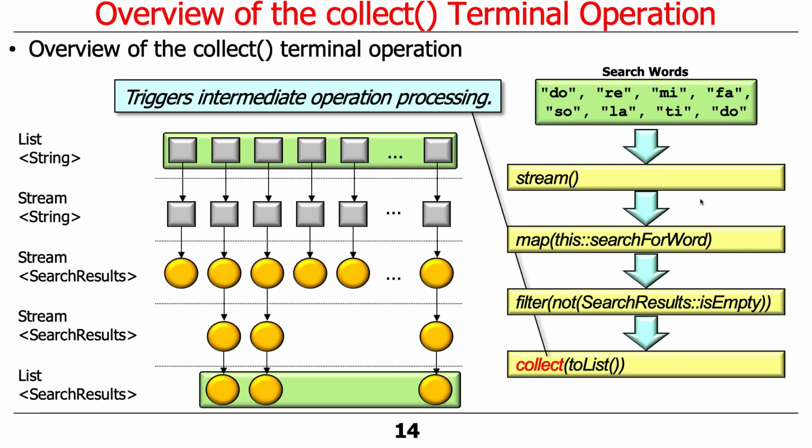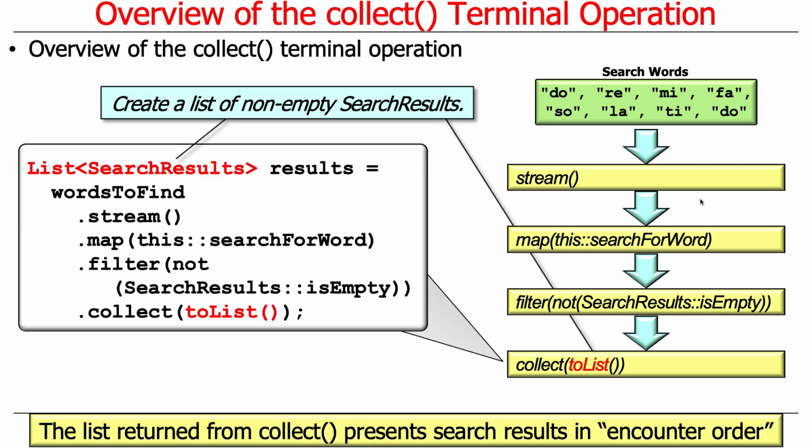So here's where we use it in our simple search stream operation. We're going to have collect, where we're going to collect into a list. So calling collect here triggers the intermediate operation processing. And you can see we're going to collect into a list. And we'll talk more about where collectors come from, and I'll show you how to program collectors, and you'll get a chance to do some collector stuff later, which is really cool.